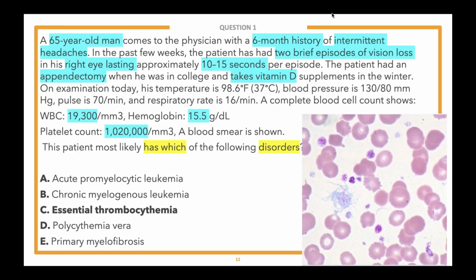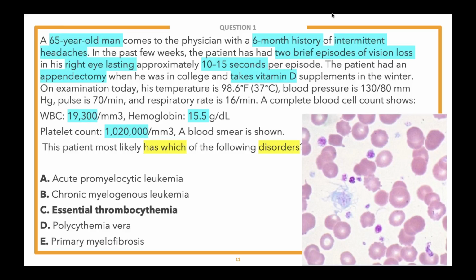And then lastly, APML or APL. It's a type of acute myeloid leukemia. And in this, you can see increased white blood cell counts, but you should also see decreased hemoglobin and platelet counts, which we don't have here, okay? So this is not consistent with APML.